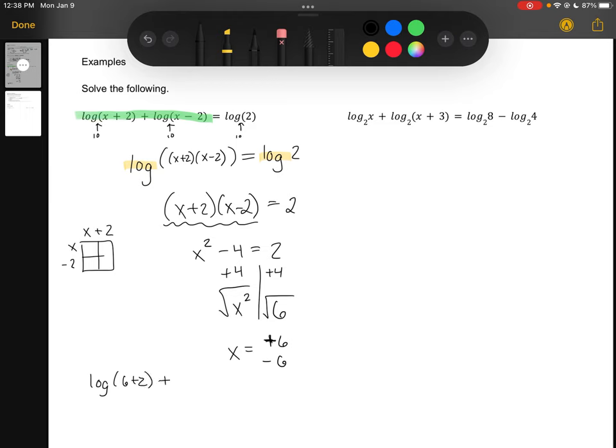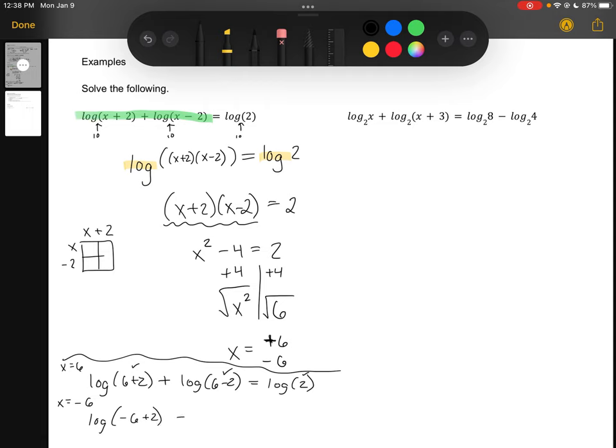So if we plug this in, so log of 6 plus 2 plus the log of 6 minus 2, and again, this is just from the original equation. We're just plugging in our values, and we get the log of 2. So it looks like we have a positive log here, positive log here, positive log here, all good.